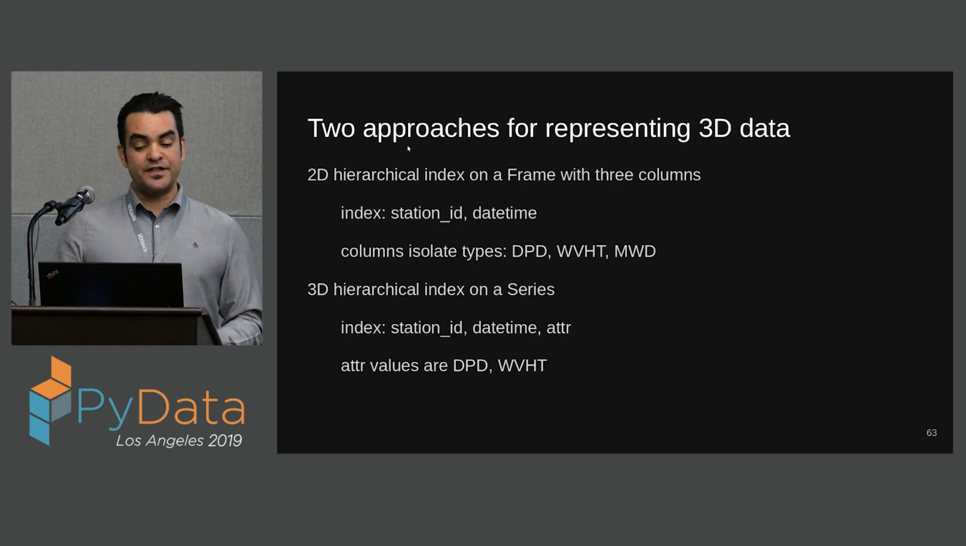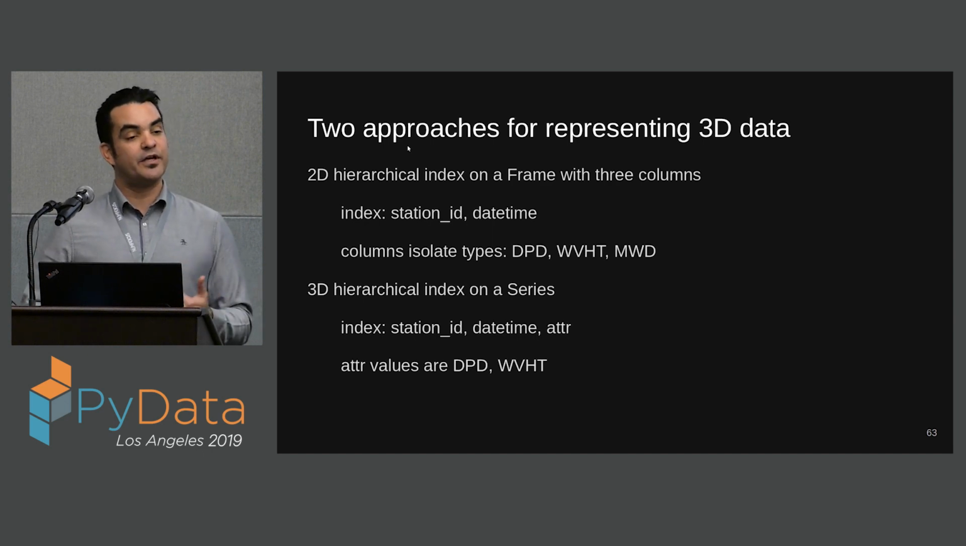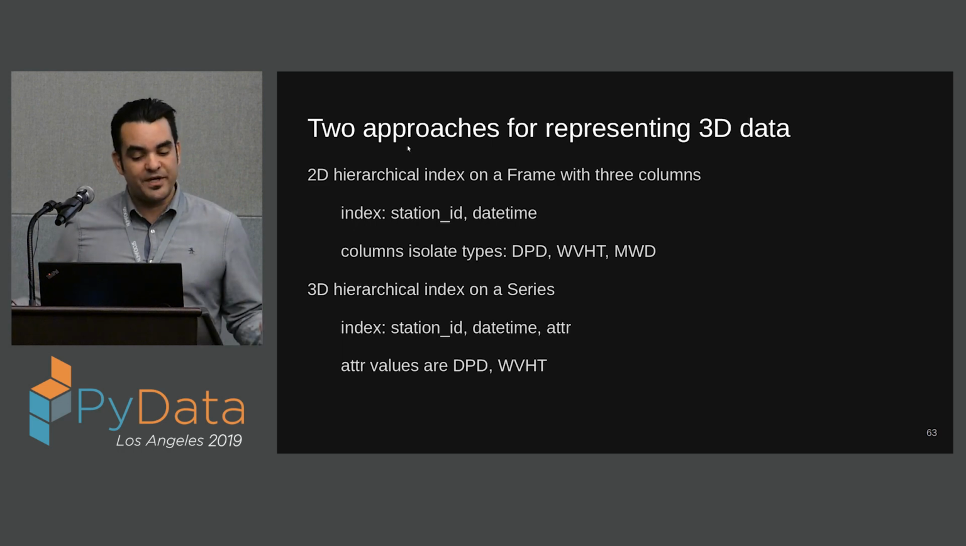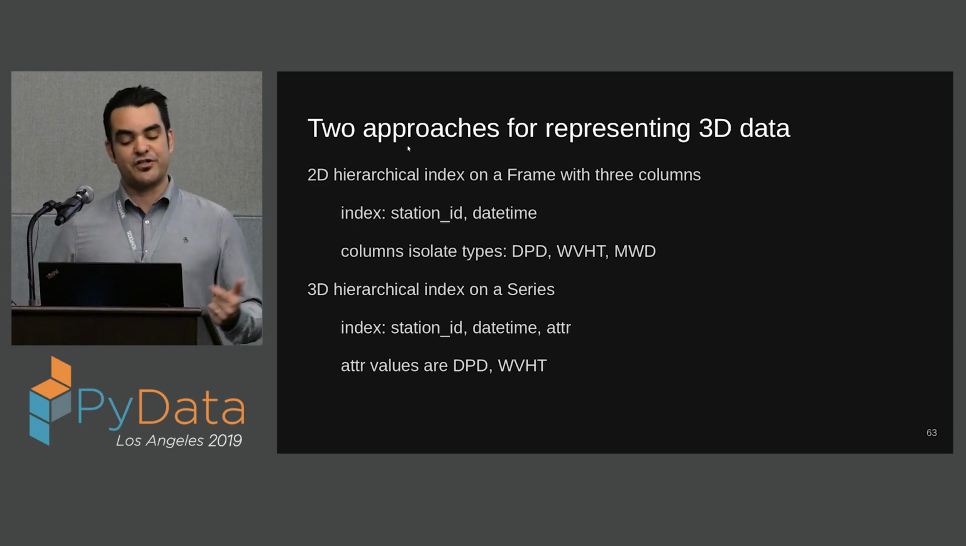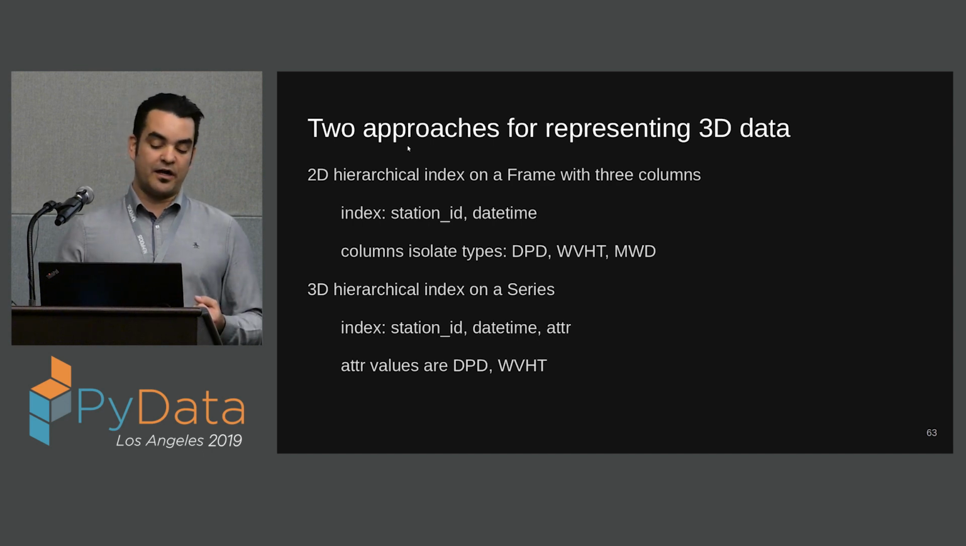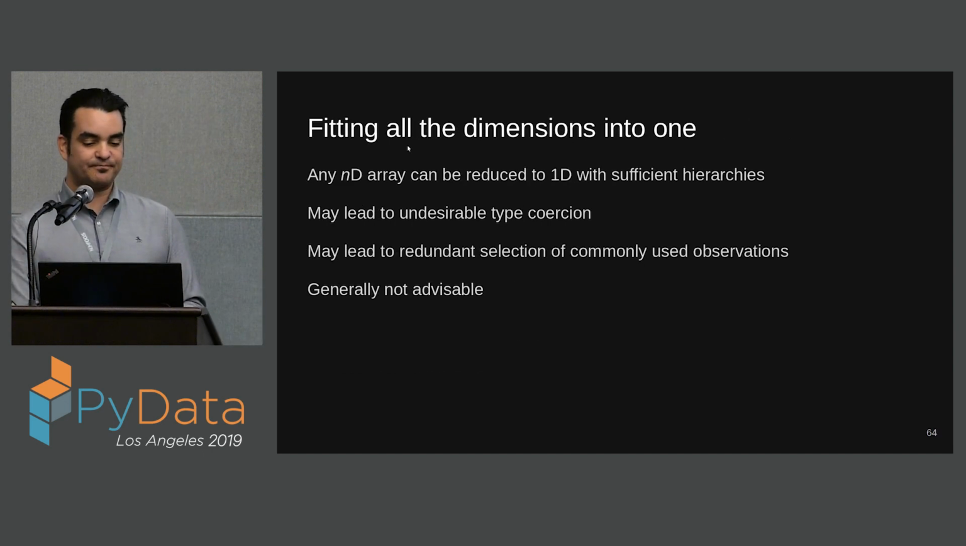Now we're ready to look at hierarchical indices for the same data, and we can actually represent the same 3-dimensional data in 2 different ways using hierarchical indices. We can create a 2-dimensional hierarchical index on a frame that has 3 columns, where the index is a hierarchical index of station ID and date time, and the columns are our period, our wave height, and our wave direction. We can also go further and collapse all this information onto a single array and use a 3-dimensional hierarchical index on a series, where our index becomes station ID, date time, and the attribute, here wave period and wave height.